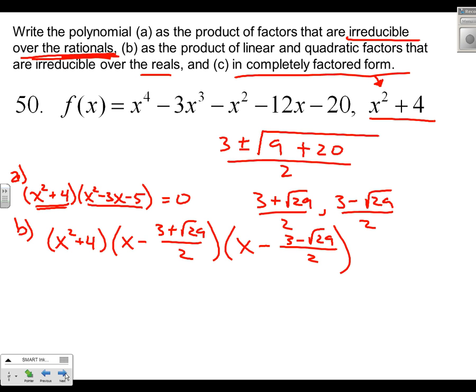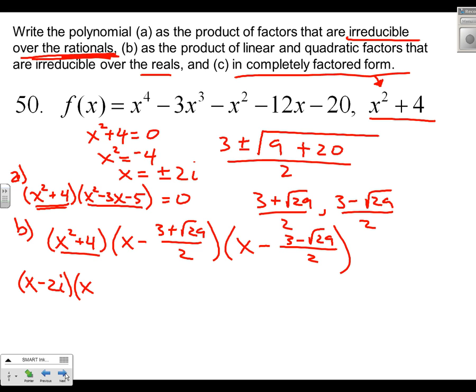So if I take my x squared plus 4, I'll put it up here. X squared plus 4, set that equal to 0. I get x squared equals -4, excuse me, that's important. Or x equals plus or minus the square root of -4, that is 2i. So x squared plus 4 can factor into x minus 2i times x minus -2i.